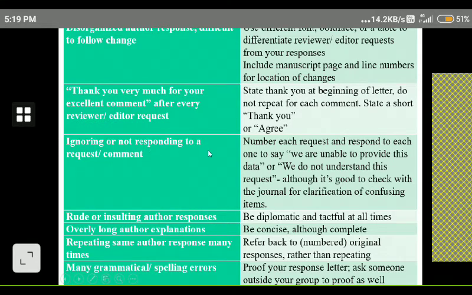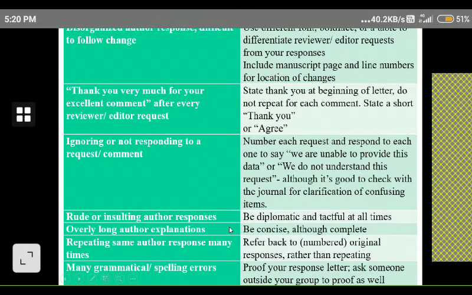So, ignoring or not responding to a reviewer's comment. Many times there are comments which you cannot answer, so you may feel that you should just leave them. No, rather than leaving it, it's not good. Rather, you can point out why you do not understand and are unable to provide an answer. If you write that you are unable to provide the answer for this, it is even better than ignoring it. So if you feel that way, you just decide what to do.